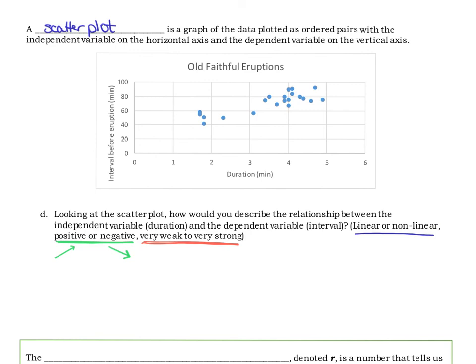So as for the answer to this question, I would say that this is a moderately strong, positive, linear relationship.